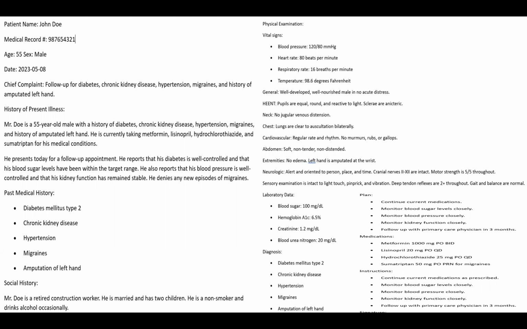The patient is here for follow-up for diabetes, chronic kidney disease, hypertension, migraines, and history of amputated left hand. History of present illness: Mr. Doe, 55-year-old male with history of diabetes, chronic kidney disease, hypertension, migraines, and history of amputated left hand, is currently taking metformin, lisinopril, hydrochlorothiazide, and sumatriptan for his conditions.